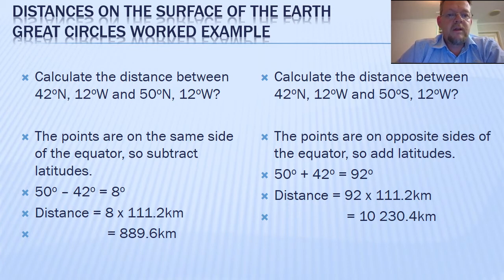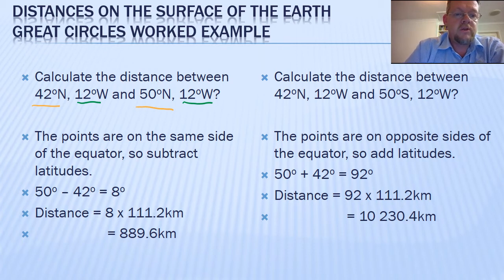If we have a look at some worked examples now, the first one is calculate the distance between 42 degrees north, 12 degrees west, and 50 degrees north, 12 degrees west. We notice here that these are on the same longitude, that's the 12 degree west longitude. So we're actually just traveling along the surface of the earth from 50 degrees north down to 42 degrees north, a total of 8 degrees.